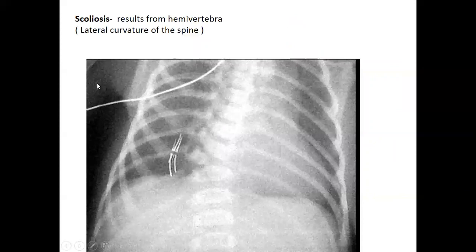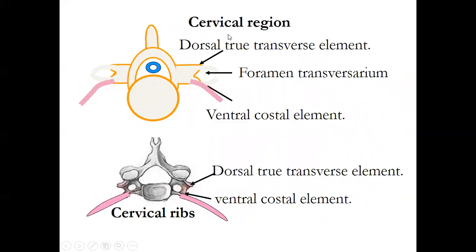Oh yeah, and we have another picture, the scoliosis. So you can see here, this is the scoliosis. Okay, it results from the hemivertebra, the lateral curvature of the spine. Okay, so you can see here, it is not straight, right? It becomes curved. This is just the same picture that I showed you just now in the early part of my lecture.